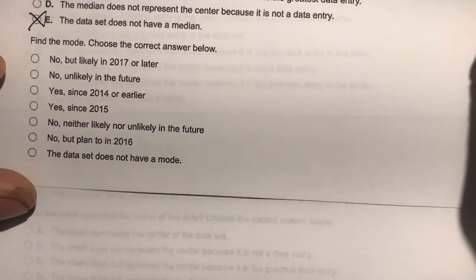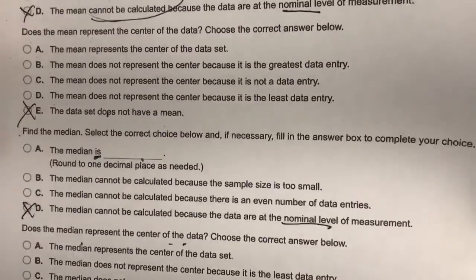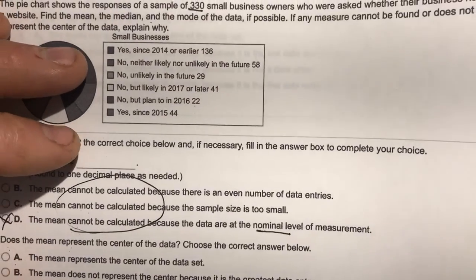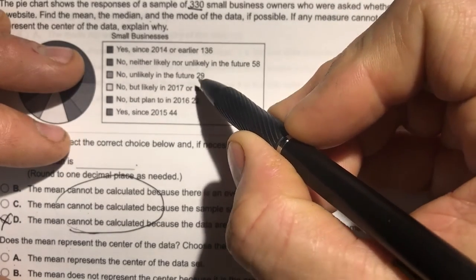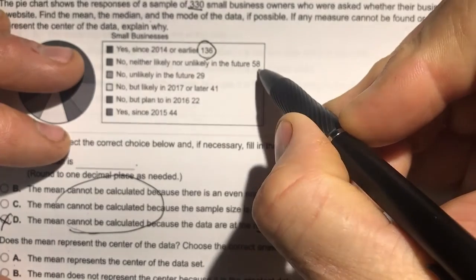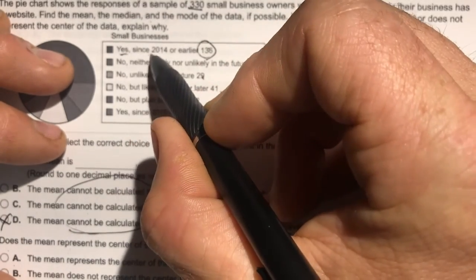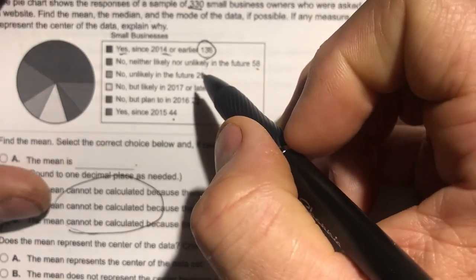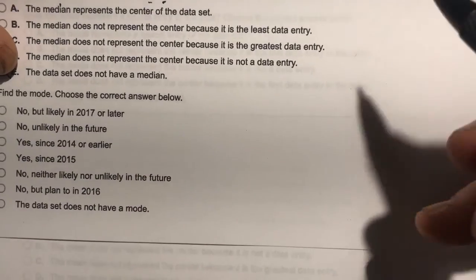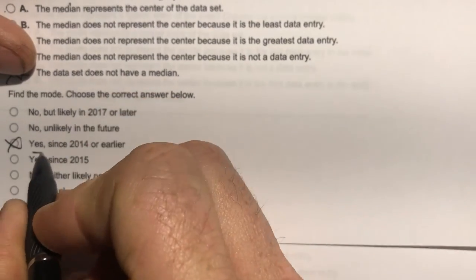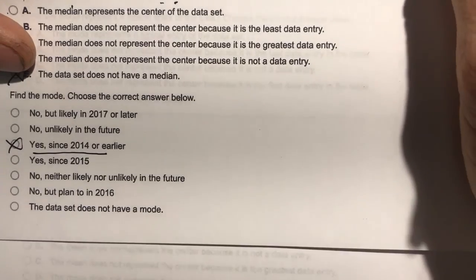Now here, you got to find the mode. Let's go back up here and look at our data. What do we have the most of? It looks to me, right here, 136 is the biggest number, and there's 136 that say yes since 2014 or earlier. So right here, yes, since 2014 or earlier. That would be my mode.